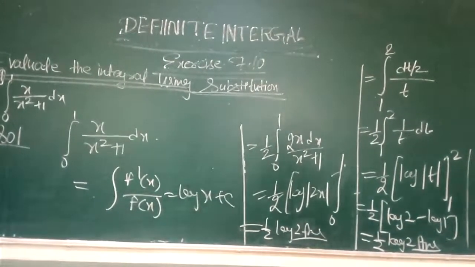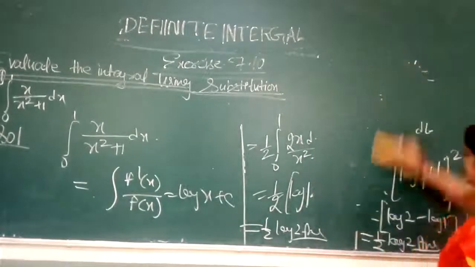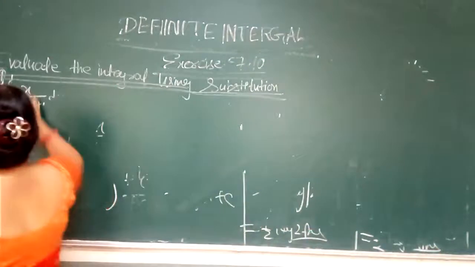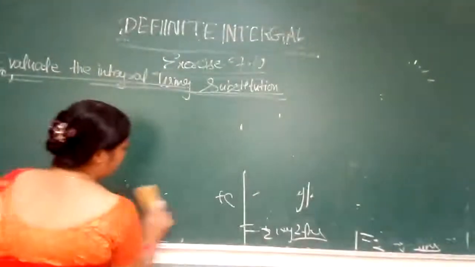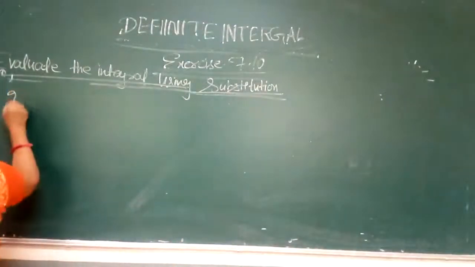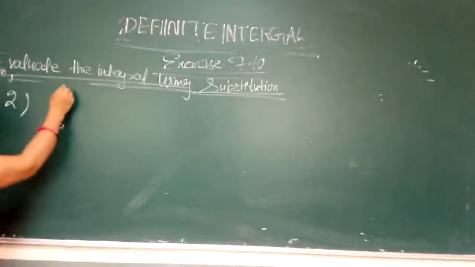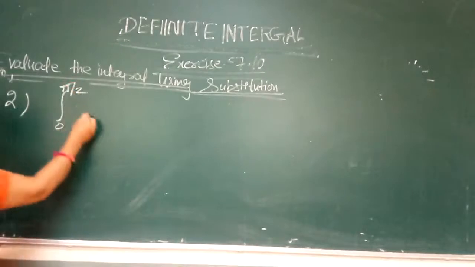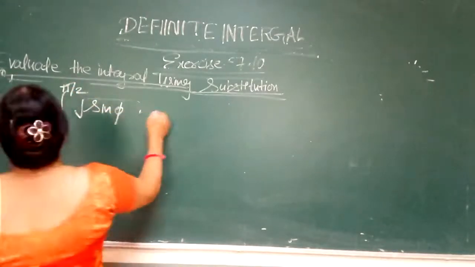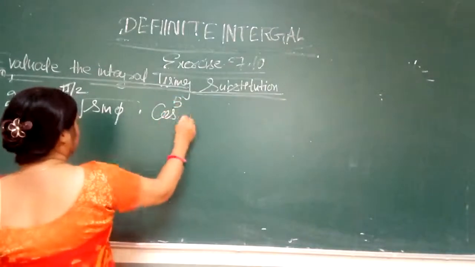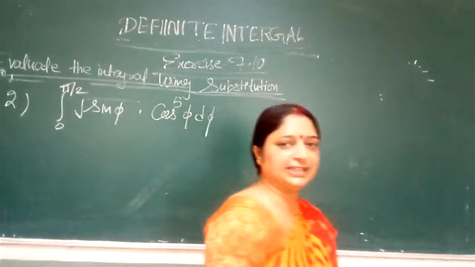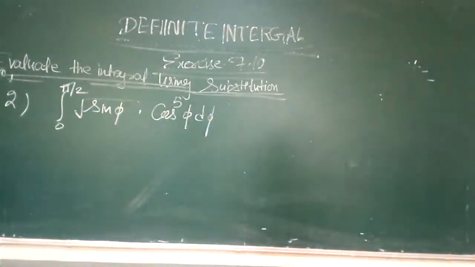The second question is: find the integration from 0 to pi by 2 of sin phi into cos phi d phi. So this is the second question. This is a very important question.